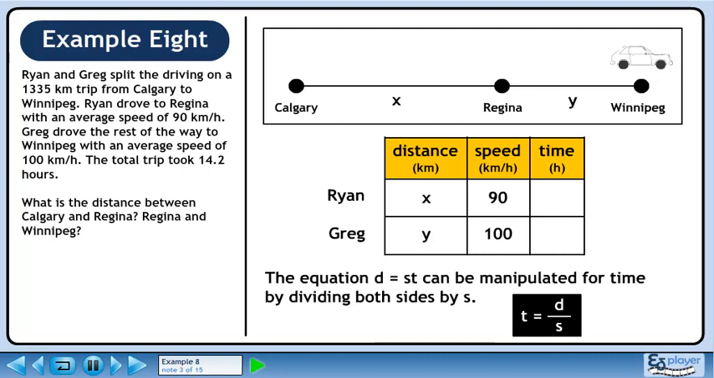The equation distance equals speed times time can be manipulated for time by dividing both sides by s. This gives the equation t equals d over s. We can fill in the time for Ryan and Greg using distance over speed.